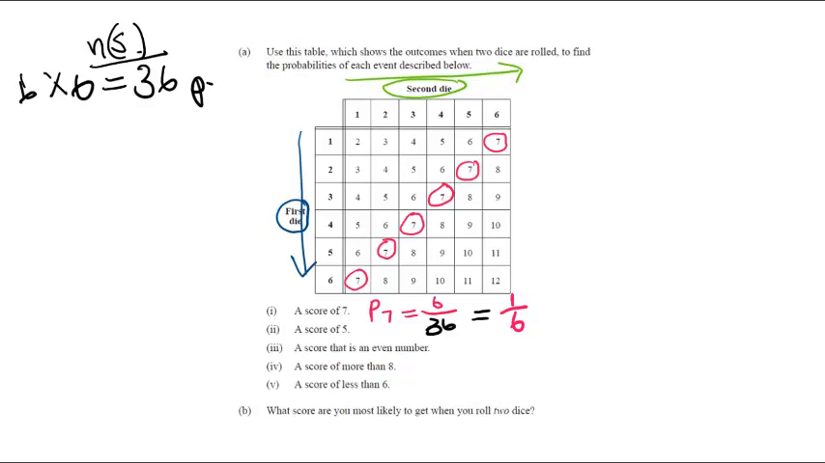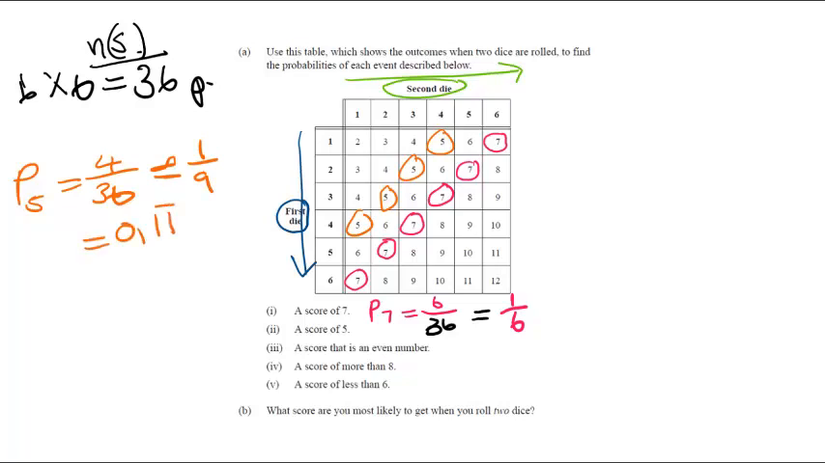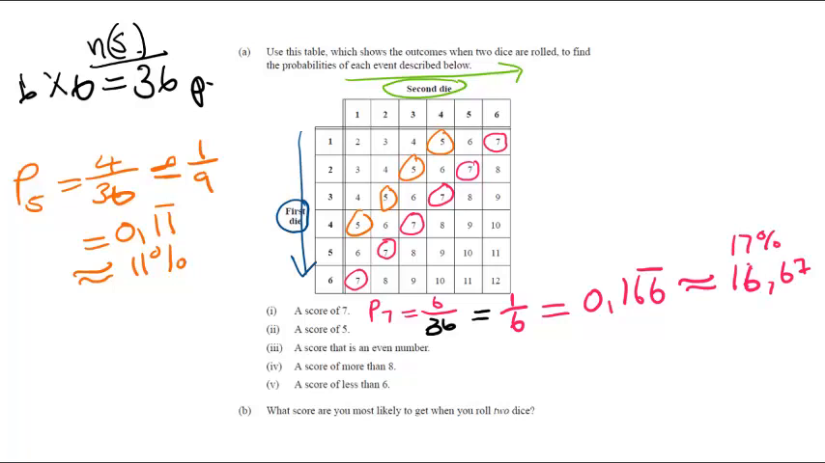What is the probability of you getting a score 5? Let's count. 1, 2, 3, and 4. The probability of getting 5 is going to be 4 out of 36, which simplifies to a fraction of 1 over 9, or a decimal of 0.11 recurring, approximately 11% chance. This 1 over 6 for the probability of 7 happening is going to be 0.166 recurring, or approximately 16.67, or 17% if it's rounded off to 0 decimal places.